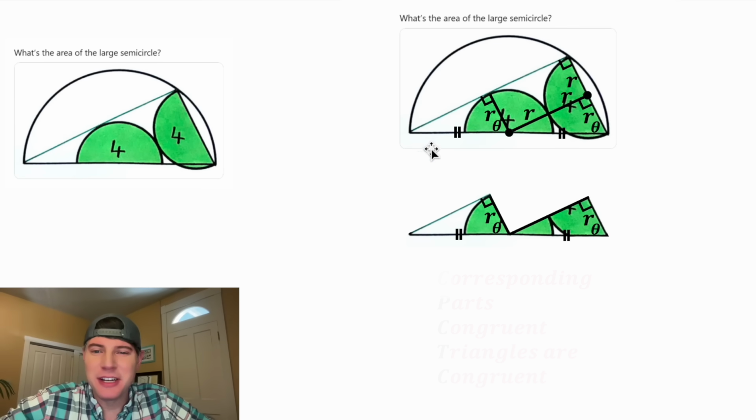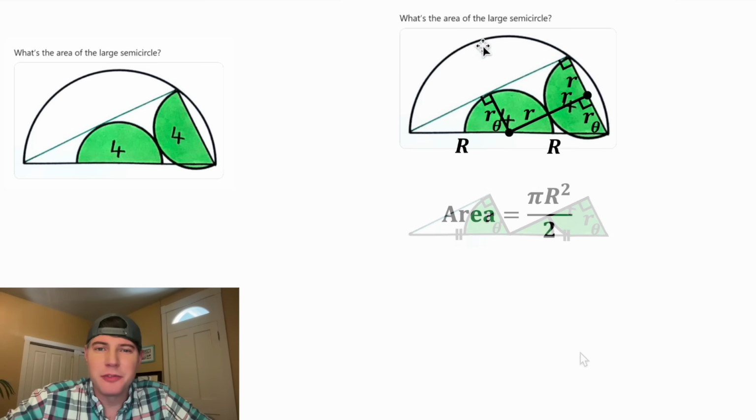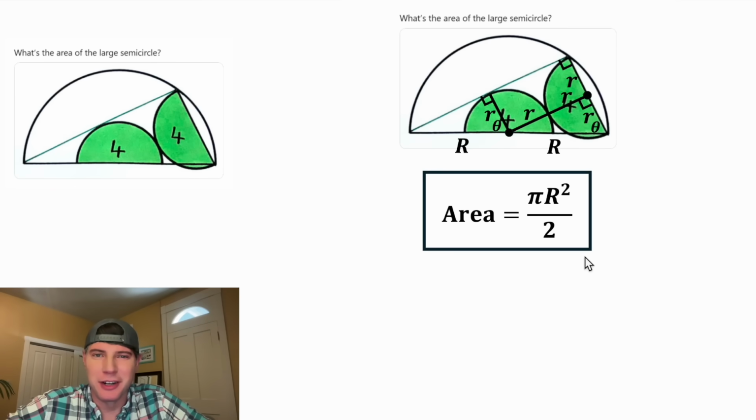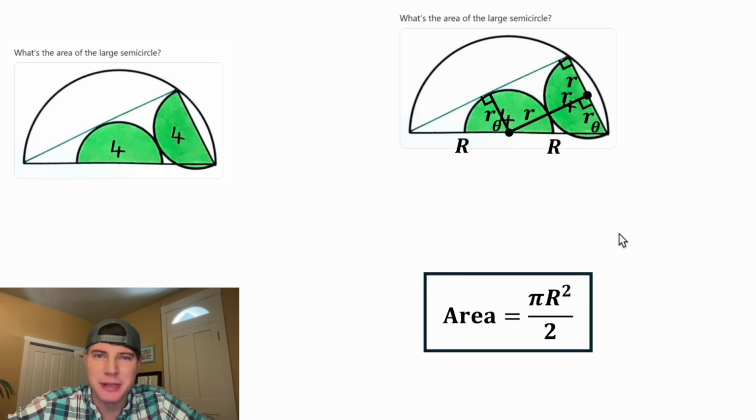And now looking up here, this is equal to this. So each of these are going to be equal to a radius of the semicircle. Let's label them with big R's. And now we can write a formula for the area of our large semicircle. It'll be equal to pi big R squared divided by 2. This looks important. Let's put a box around it. And now let's try to find big R.